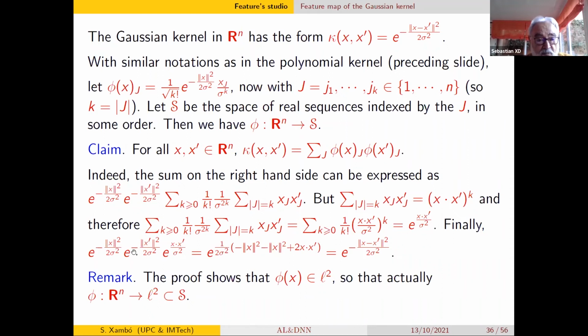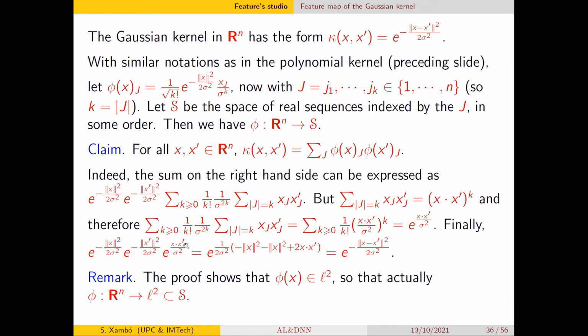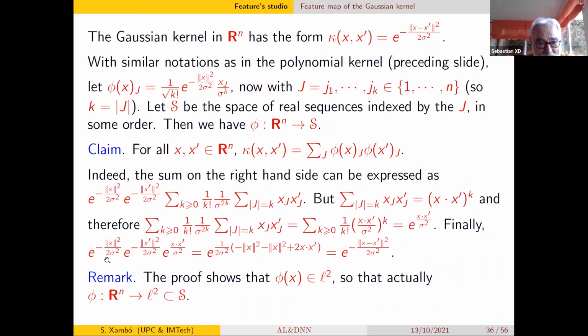And finally, maybe this is something related to the question of Campello before, Campello or Campello? Campello, I suppose. Campello, yes. See, okay, thank you. So you get finally the kernel, okay?